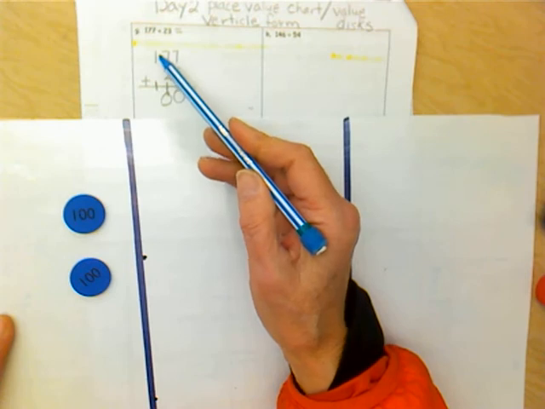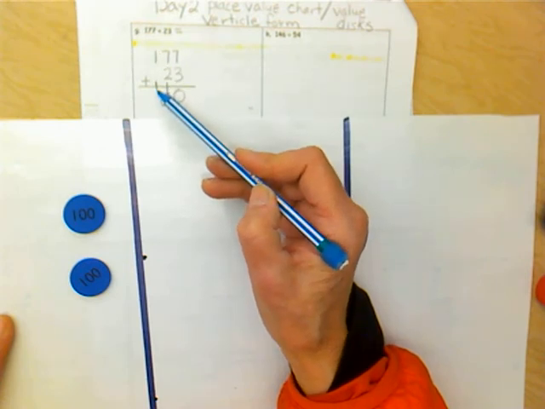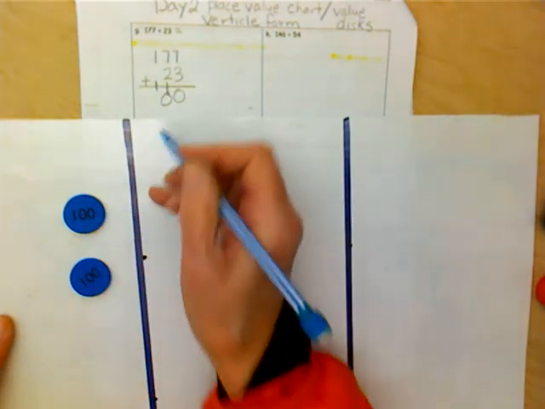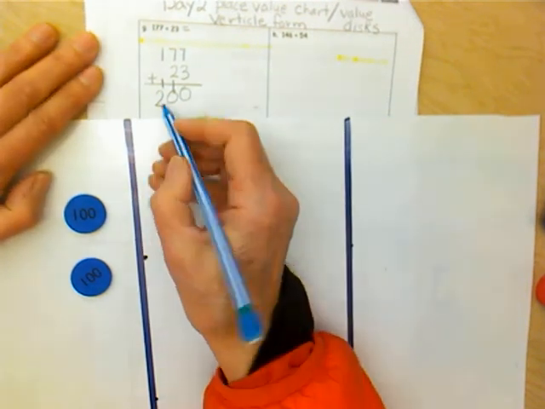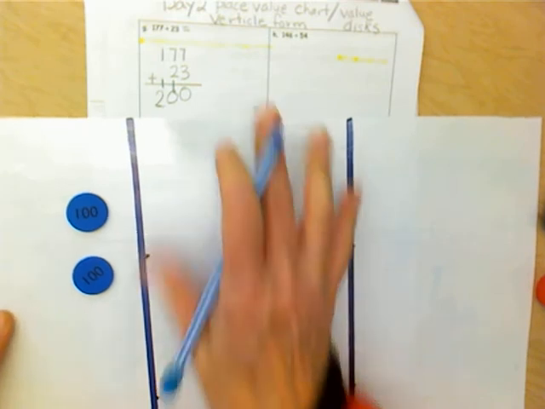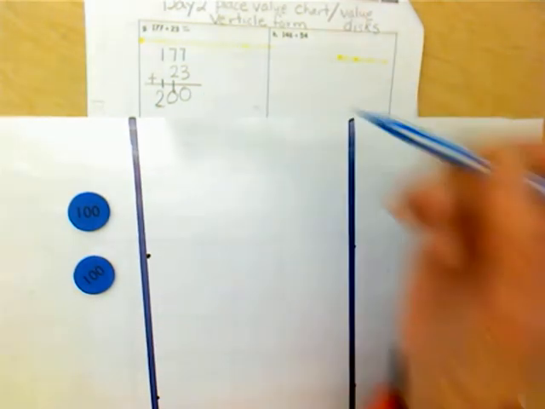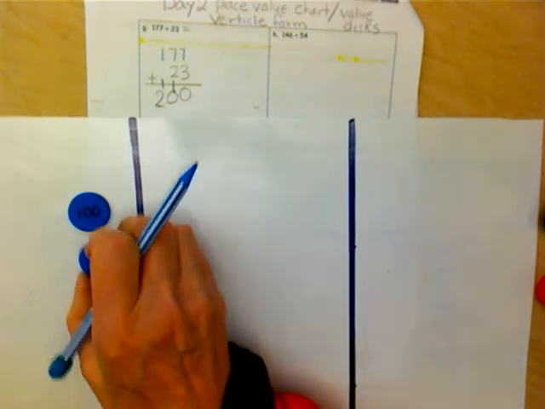I almost forgot to do that, which would have made my answer very incorrect. So now I have 1 100 plus 1 100 gives me 2 100s. So my solution is 200. Make sure whatever you do on the place value chart, you also do in your vertical model. All right, let's take a look at the second problem. We're going to do the same thing.